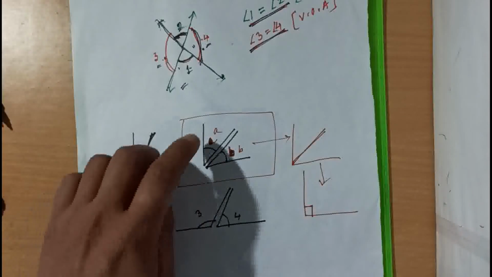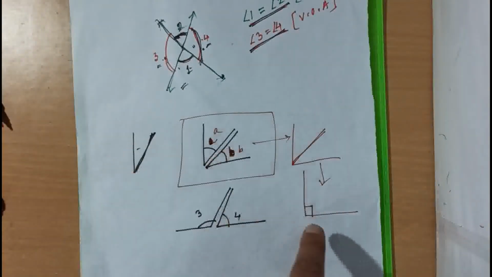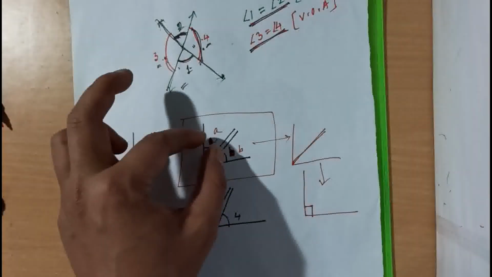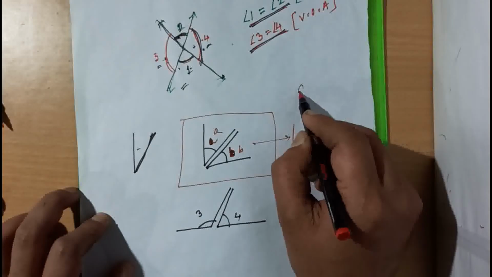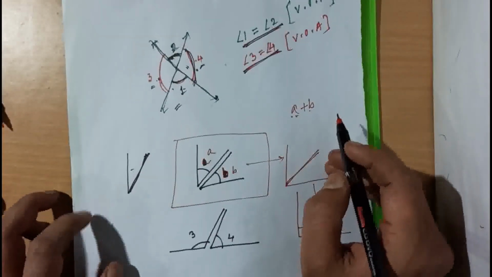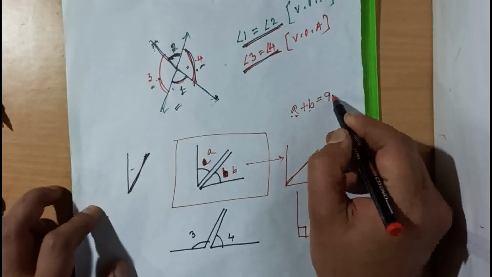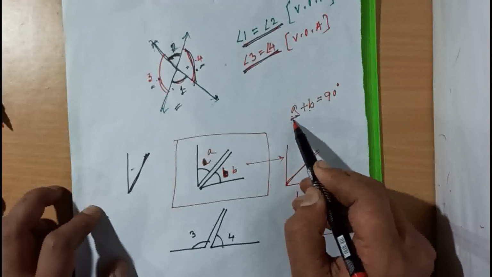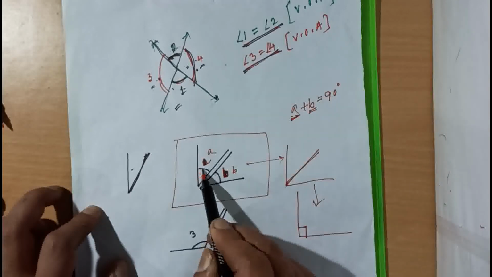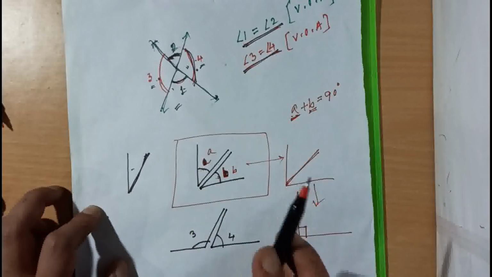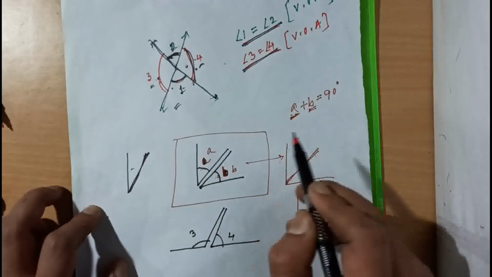So if you combine these two angles, what will you get? 90 degrees. So how are you getting this 90 degree angle? This 90 degree angle is obtained by combining these two angles, angle A and angle B. So when you combine these two angles, meaning addition, you get a 90 degree angle. That is why angle A and angle B are also forming a pair.